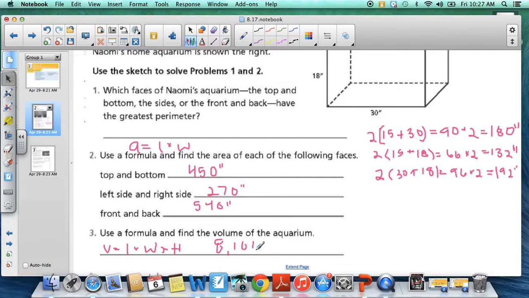8,100 inches. It's so hard to type on here. And we're going to do cubed. Whoa, cubed, because it's volume and we're finding the area inside of something. Okay, so let's move on to the next page.